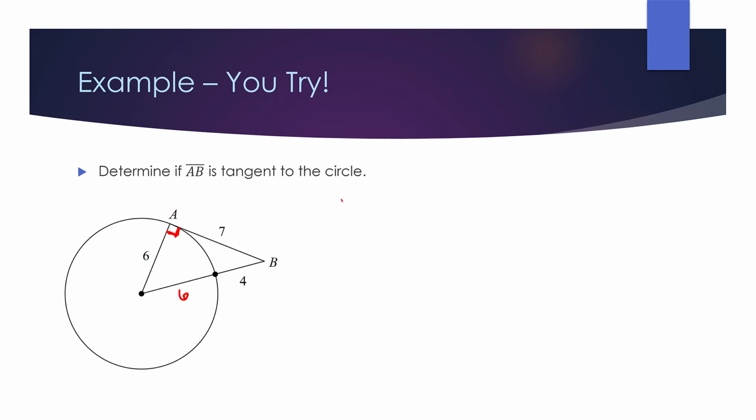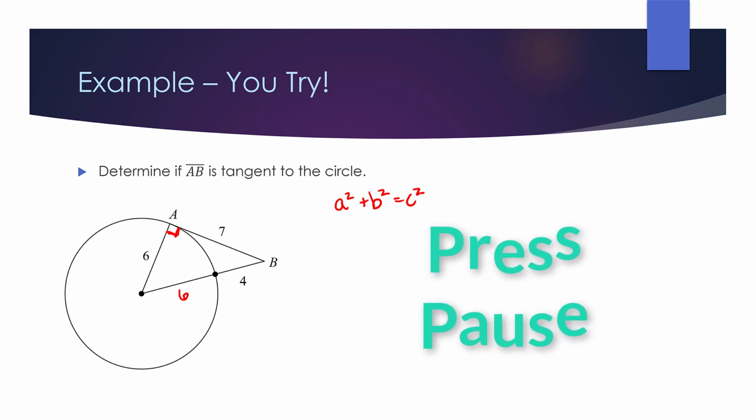All right, so I gave you guys a good start on how to think about this problem. Go ahead and determine, is this segment AB tangent to my circle? Go ahead, hit pause.